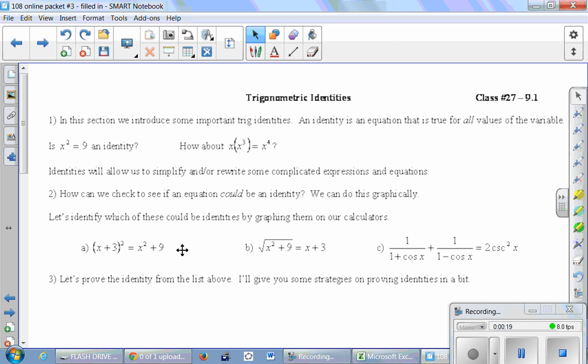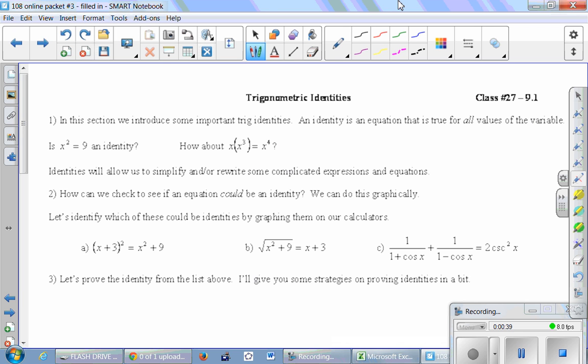Okay, let's take a look at the notes. In this section, we introduce some important trig identities. An identity is an equation that is true for all values of the variable. Is x squared equals 9 an identity? How about x times x cubed equals x to the 4th? Again, an identity is an equation that's true for all values of the variable.